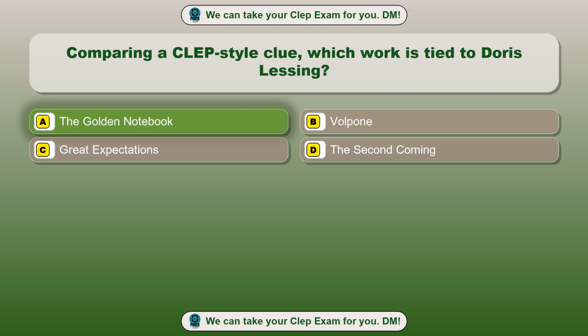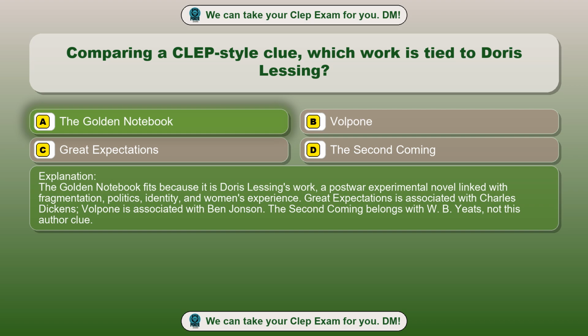The Golden Notebook. The Golden Notebook fits because it is Doris Lessing's work, a post-war experimental novel linked with fragmentation, politics, identity, and women's experience. Great Expectations is associated with Charles Dickens. Volpone is associated with Ben Jonson. The Second Coming belongs with W. B. Yeats, not this author clue.